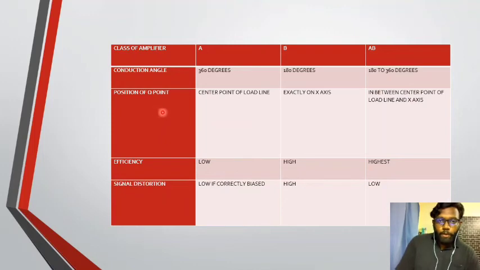The position of the Q point in a Class A amplifier is on the center point of the load line, while for B it's exactly on the x-axis, and for AB in between the center point of the load line and the x-axis. The efficiency of A is low, B is high, and AB is the highest. Signal distortion in A is low if correctly biased, high in B, and low in AB.